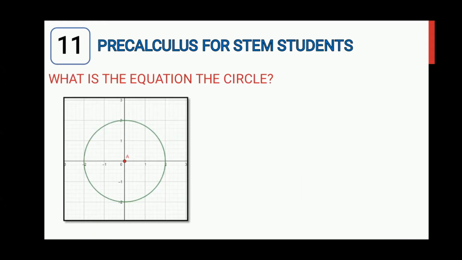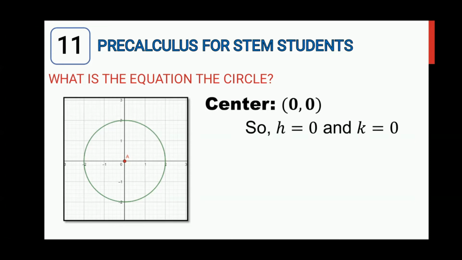Let's try finding the equation of a circle given the graph. What do you think is the equation of this circle? To find the equation of the circle, we just need its center and also its radius. So first, let us find the center. Based on the graph, the center is at point A, and point A's coordinate is 0, 0. Very good. The center is at 0, 0, or the origin. So we can say that our h is equal to 0 and our k is also equal to 0.